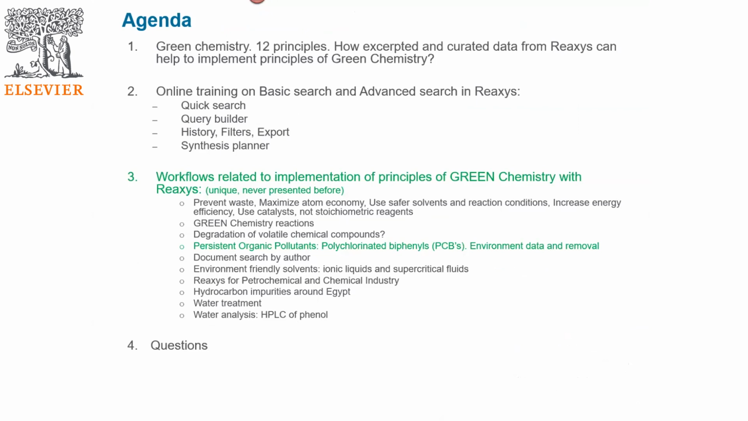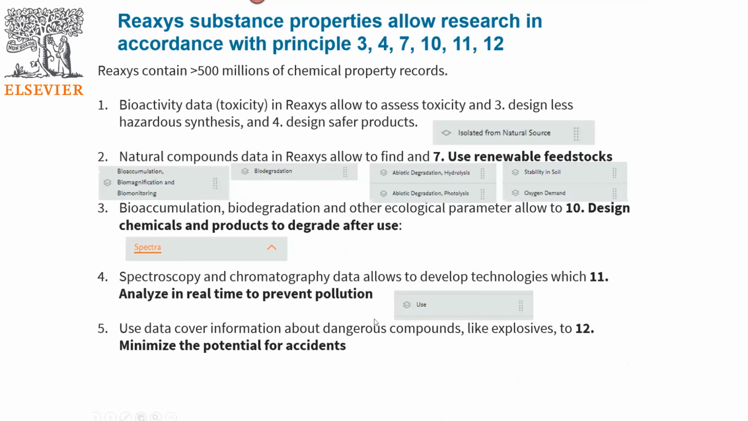Let's go to the persistent organic pollutants. Before we go to them, I want to explain how Reaxys substance data can help with the green chemistry principles number 3, 4, 7, 10, 11, and 12. As you already know, we have 500 million chemical properties.